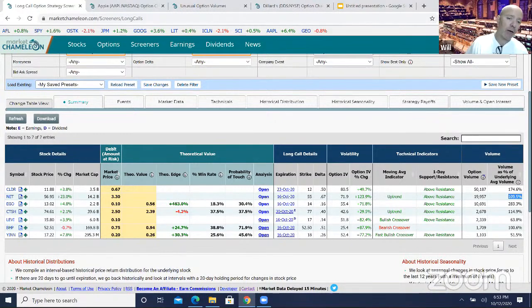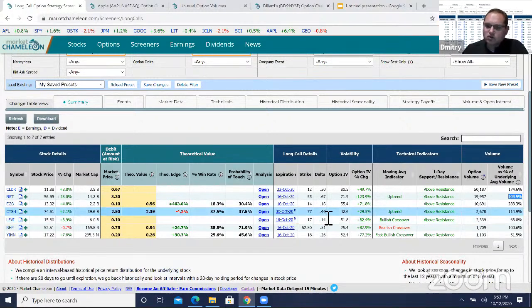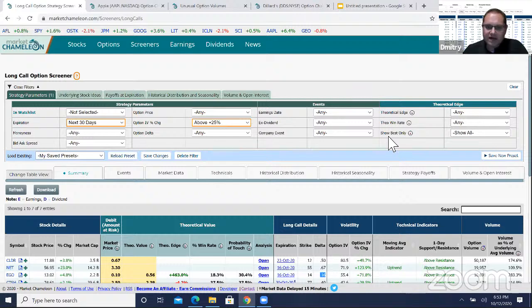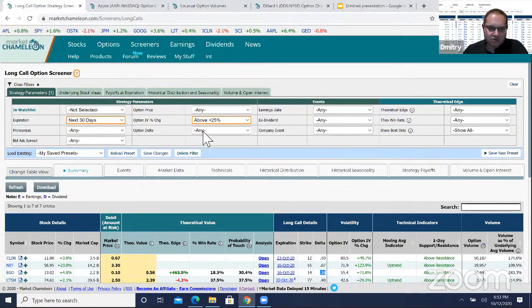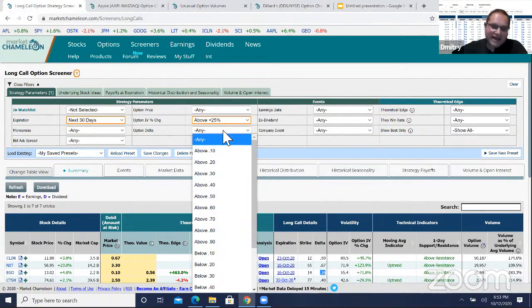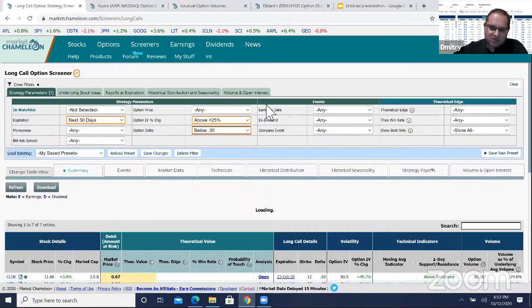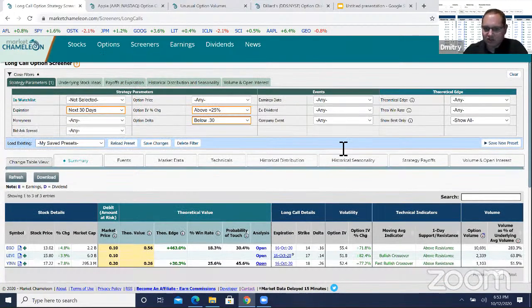Perfect. Someone else who's attending for the first time was asking, with unusual option volume, can you screen strictly for out of the money options and pick a notional value above that you want to screen for? Is there any way to do that? You can do it by delta. So over here, I could just set the delta. If I wanted just out of the money, I could say I want a delta below 30. Basically this is going to screen for out of the money. So I just narrowed it down.